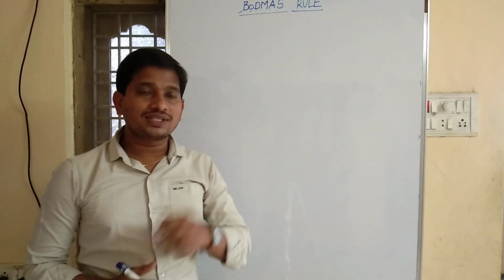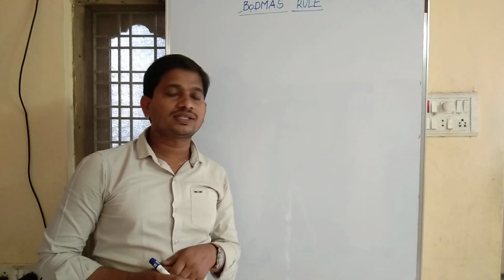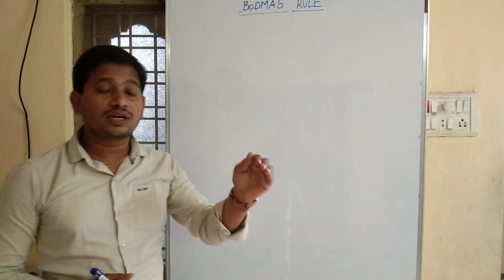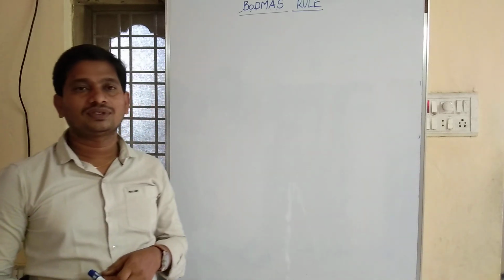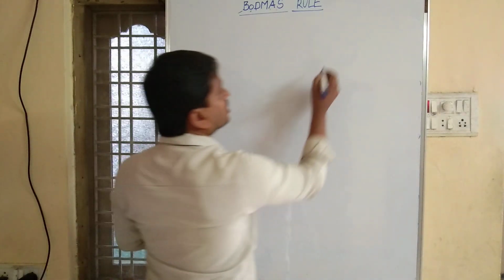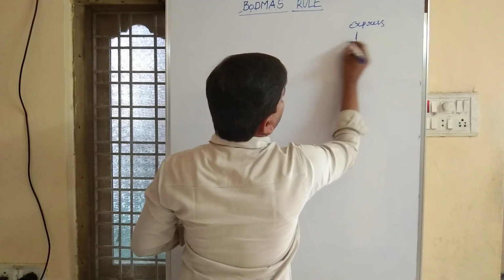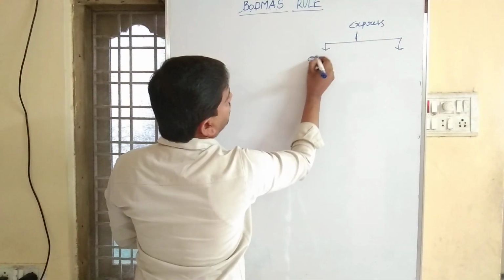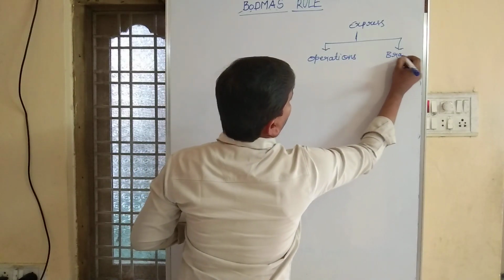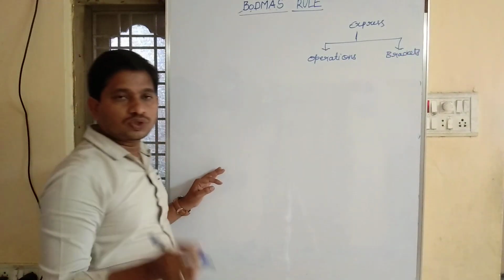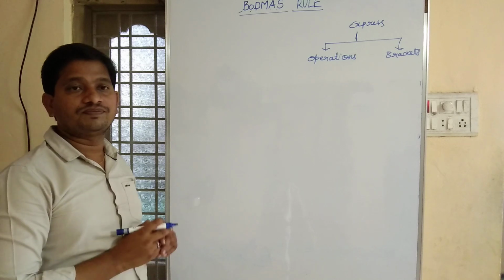In arithmetic expressions which involve operations and brackets, to solve such expressions, we should perform the operations in order, right? So an arithmetic expression which involves operations and brackets, we need to perform in order.